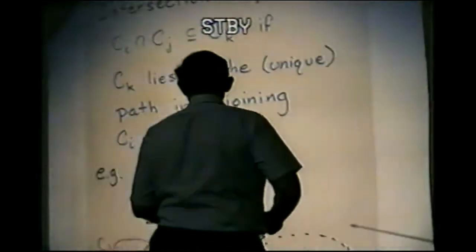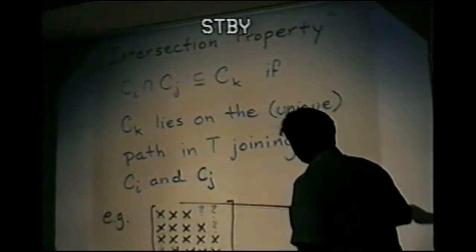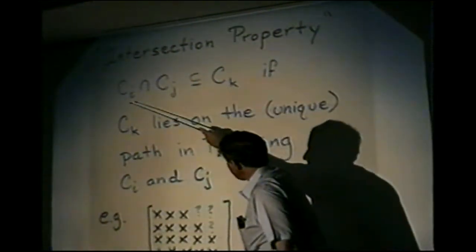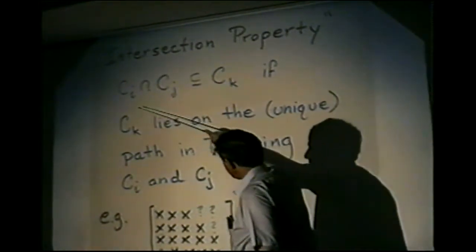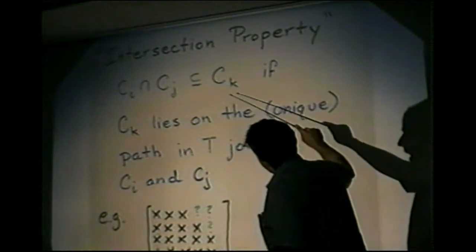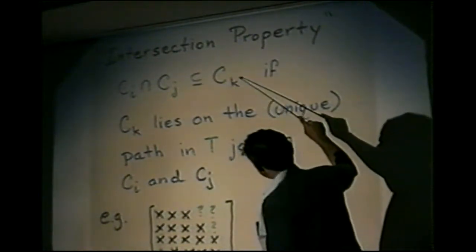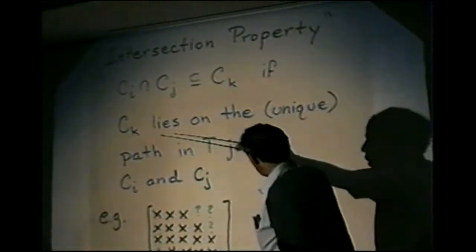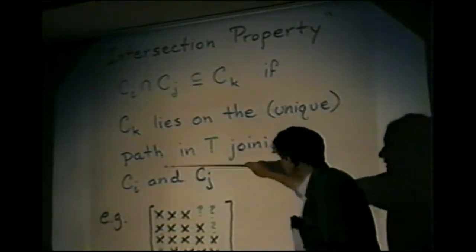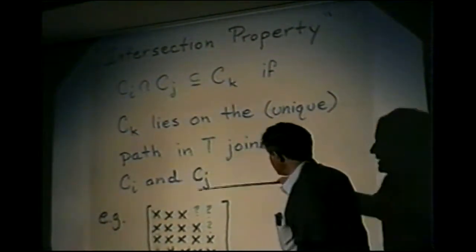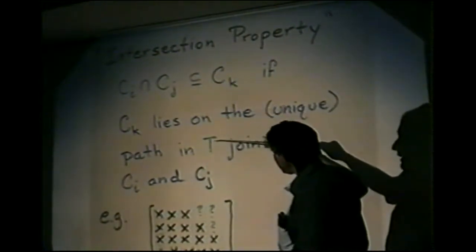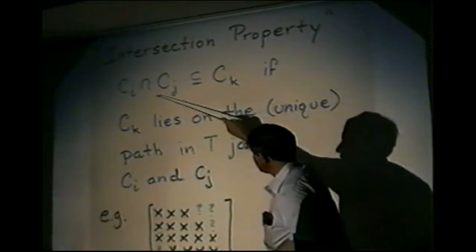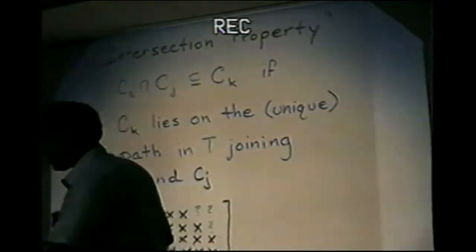Somehow this characterizes chordal graphs also, and it's the following. If I take any two cliques at all and look at their intersection, that has to lie in any clique along the unique path in T joining these two cliques. So I've got CI and CJ, I look at any clique along the way in the spanning tree, and it has to contain the intersection between CI and CJ.